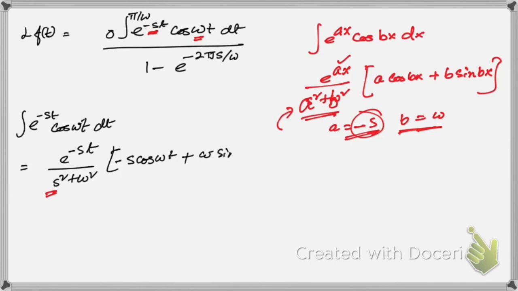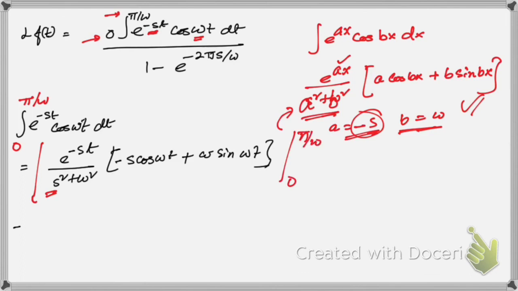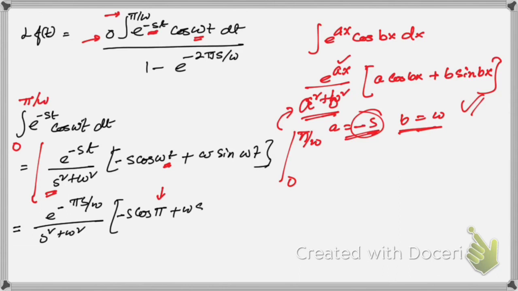So here this is the integration that we have got using this formula, right? Now if you put the limits here, 0 to pi by omega, we are integrating from 0 to pi by omega. So let's put the upper limit first. If you put the upper limit, that is pi by omega, you will get this result, e to the power minus pi s by omega by s square plus omega square into minus s cos pi plus omega sin pi. When you put t equal to pi by omega, omega will be gone, so you will get cos pi, and similarly here you will get omega sin pi.